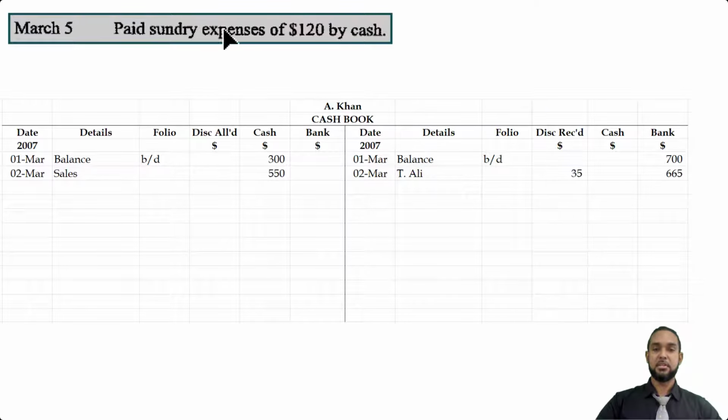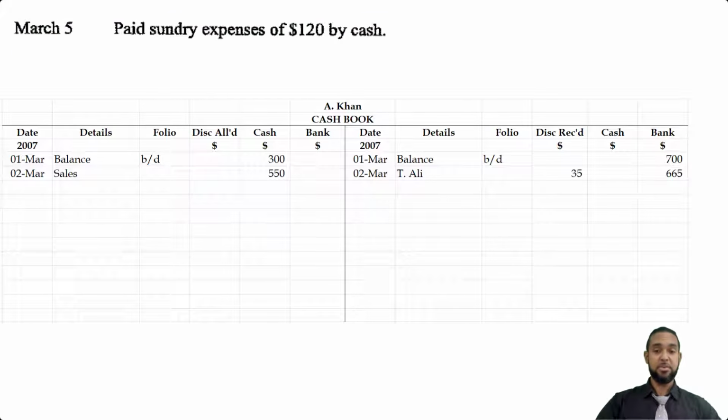It said paid sundry expenses of 120 by cash. So again, if we're making a payment, we know our account is decreasing and we're making it out of cash. So cash is decreasing. Cash is an asset.